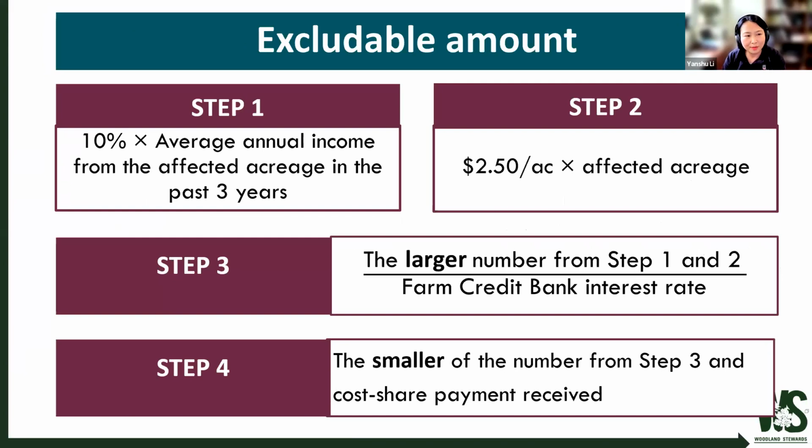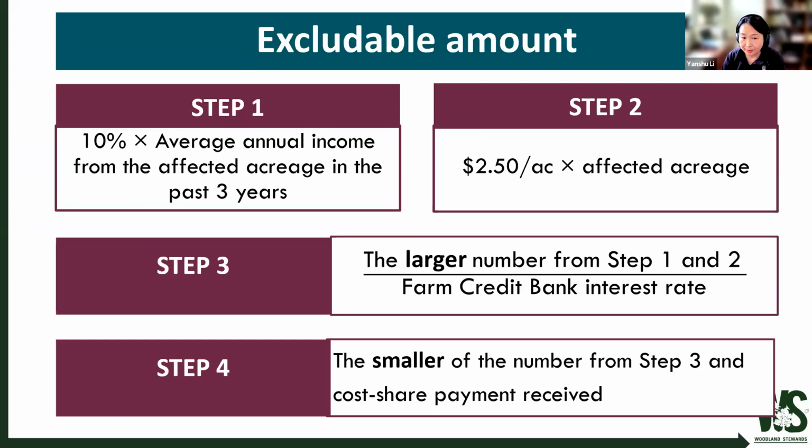The first step, you need to calculate 10% of the average annual income from your affected acreage of timberland in the past 3 years. And second step, you calculate the amount of income receiving $2.5 per acre and multiply by the affected acreage. And then compare those two numbers, and the larger number is divided by an applicable interest rate.